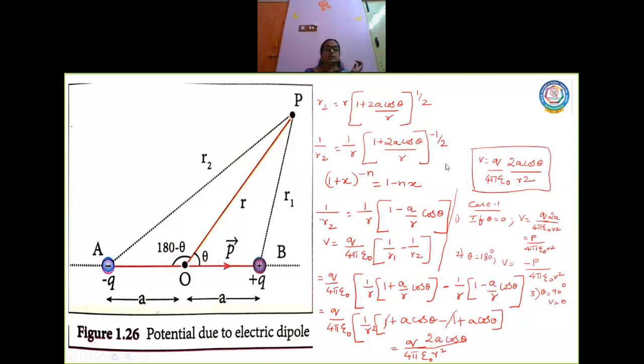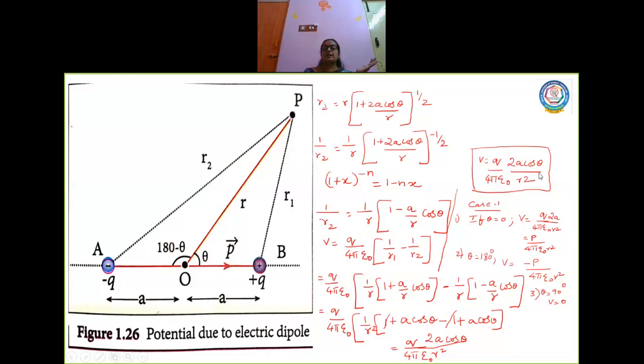If theta is going to be 90 degree, so what will be cos 90? Cos 90 will be 0 and V will be 0, which means the electric potential will be 0 when the value of angle is 90 degree, that is the point P is at right angle to the midpoint of the dipole. Then in that case the potential is going to be 0. Clear?